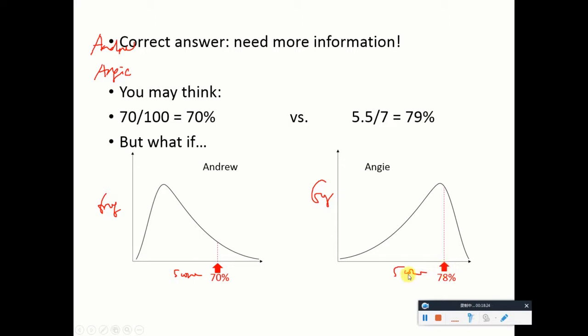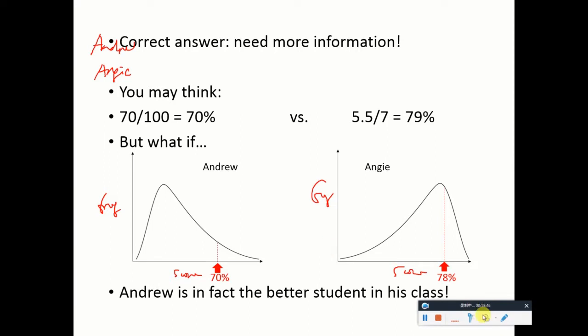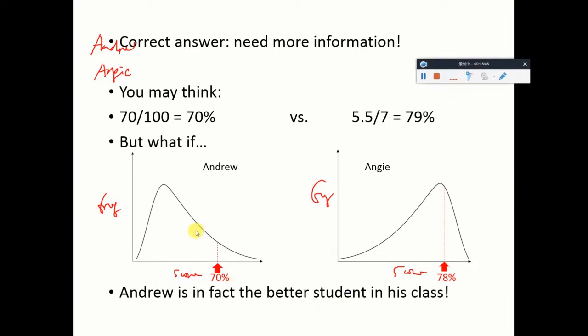So that means if we consider their performance in their own class, Andrew is the better student. Comparatively, Angie is the worse student. So in this case, we should recommend Andrew instead of Angie. Right? So that's our conclusion, if we imagine that they're from these kinds of classes.